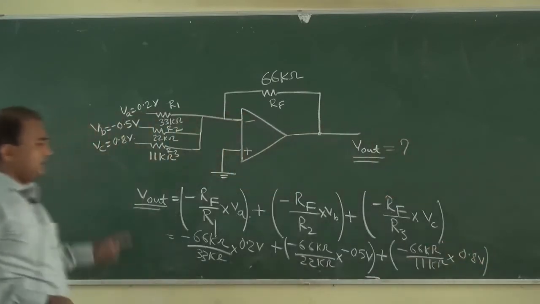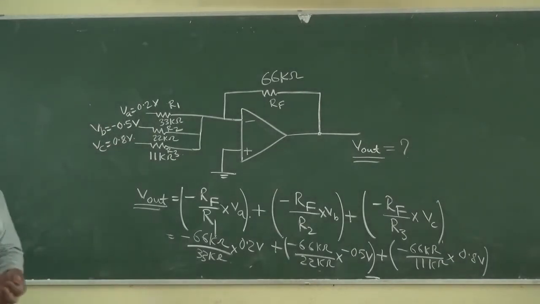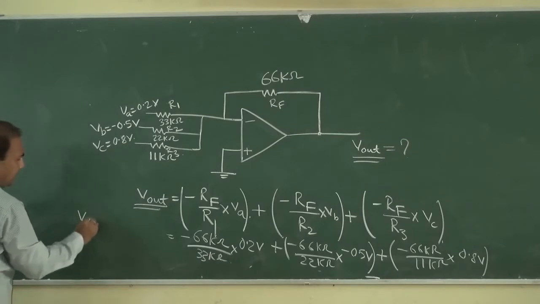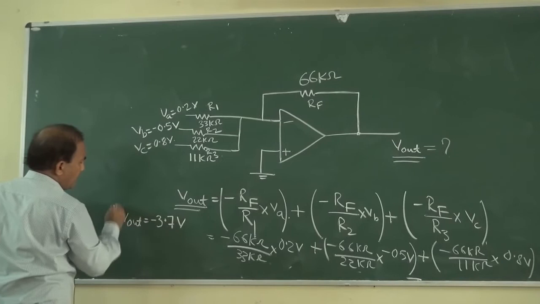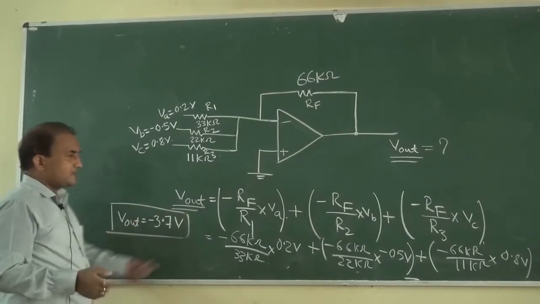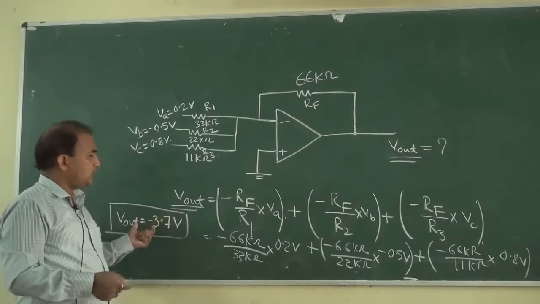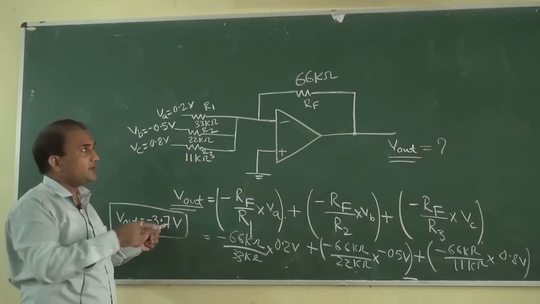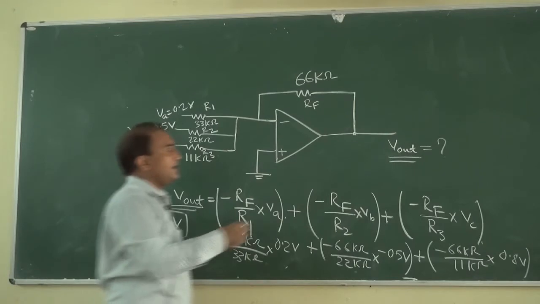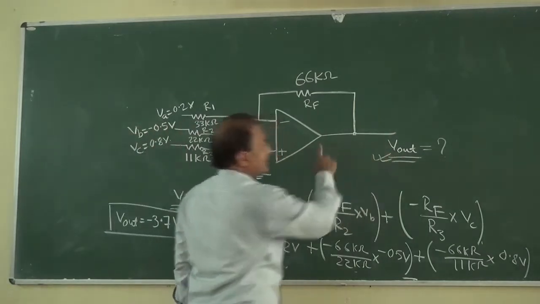Okay, so finally we will get V output equal to minus 3.7 volt. If we solve this, then V output is equal to minus 3.7 volt. Okay, so in this way we can determine the V output for this circuit.